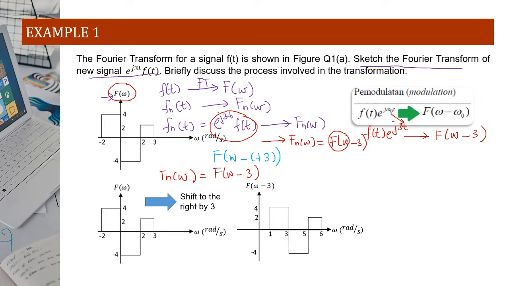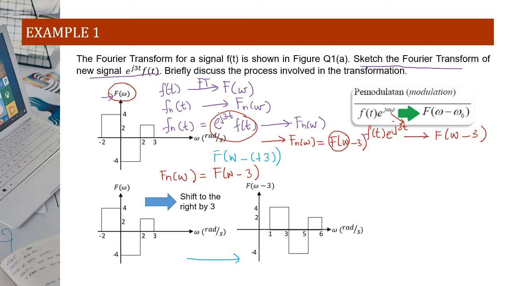The question asks you to sketch the Fourier transform of the signal. So you don't even need to get how the signal looks in the time domain. You just need to sketch the new signal in the frequency domain, the original signal being shifted to the right by 3. Don't forget to answer the second part of the question.